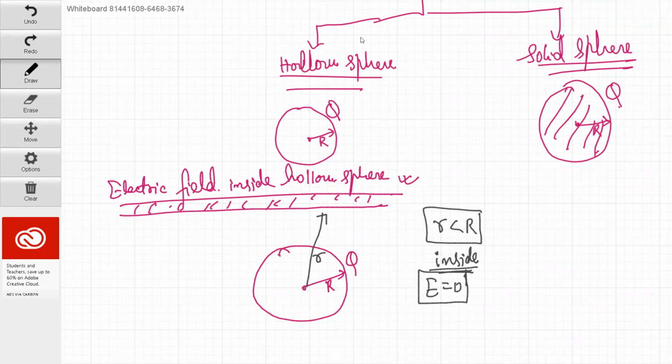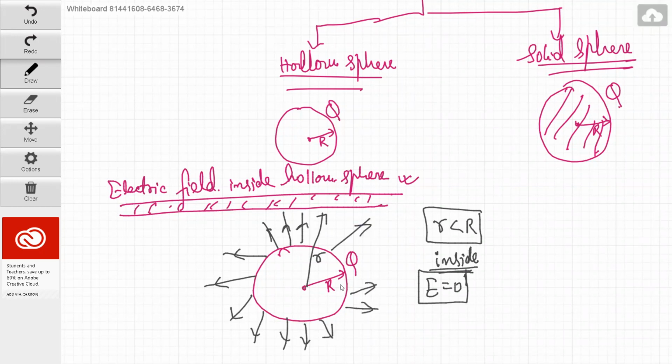Is this okay? Why? There is no electric field inside the hollow sphere because the charged particle will not create electric field in the negative direction, isn't it? It will create electric field in this direction, so it will not go inside. This is the direction of electric field due to this charged particle. So electric field inside it will be 0.